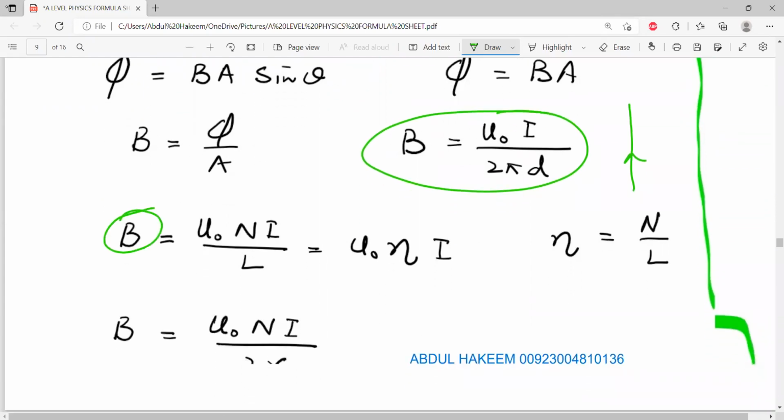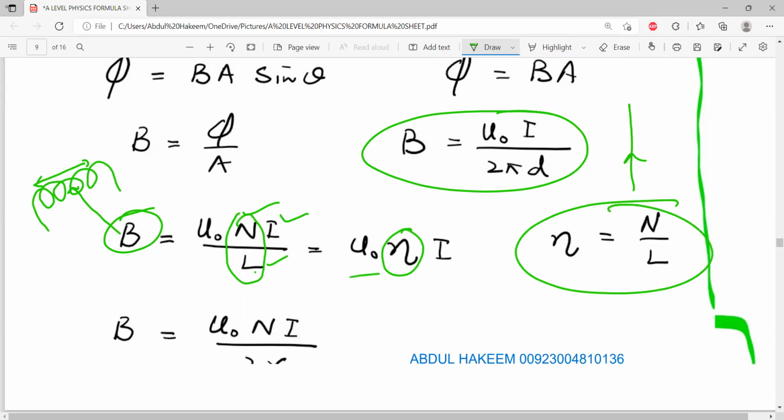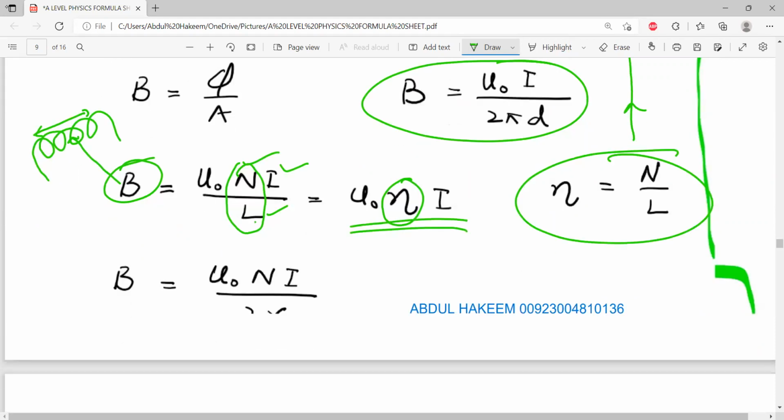Magnetic flux density in a solenoid. This is the formula exactly at the middle: mu naught, number of turns, current, and the length of the coil. Number of turns divided by length is also called the number per unit length, represented by the small n. So sometimes it will be mu naught n I.